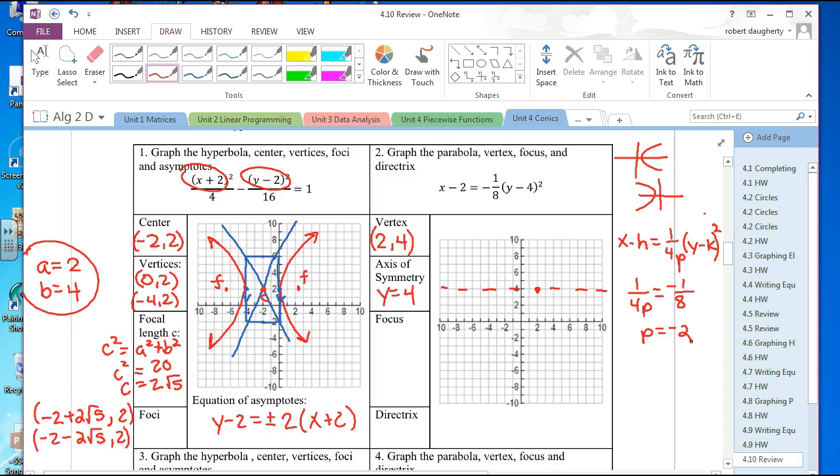So this parabola I know is going to open to the left. If this is my center, then the focus is going to be 2 units to the left, and the directrix is going to be 2 units to the right. So this parabola looks like this. The focus is 0, 4, and the directrix is the line x equal 4.